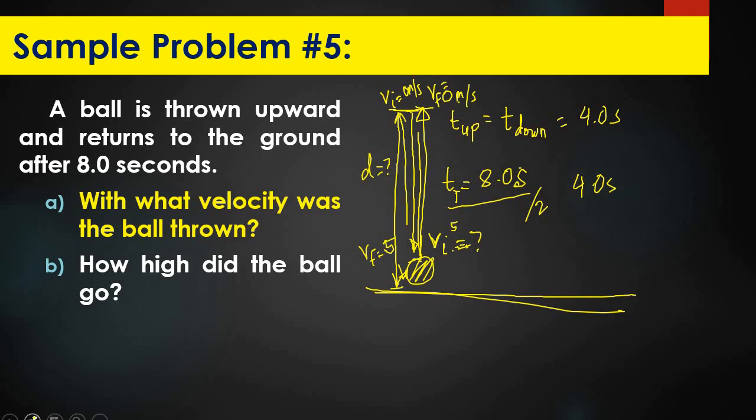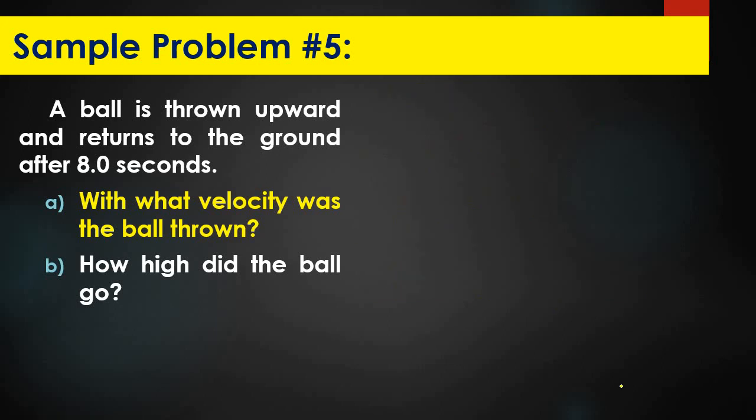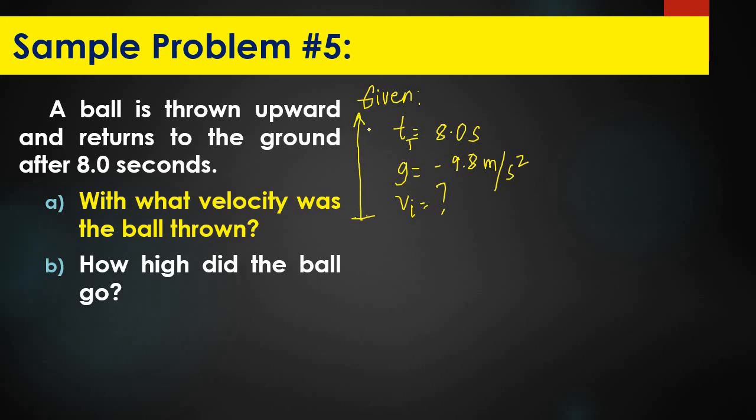Punta tayo sa problem. Okay, so with what velocity was the ball thrown? Our given is time, this is t total, 8.0 seconds. And of course, g, that's negative 9.8 meters per second squared. Unknown is VI, hanggang sa peak. From this point up to the peak.